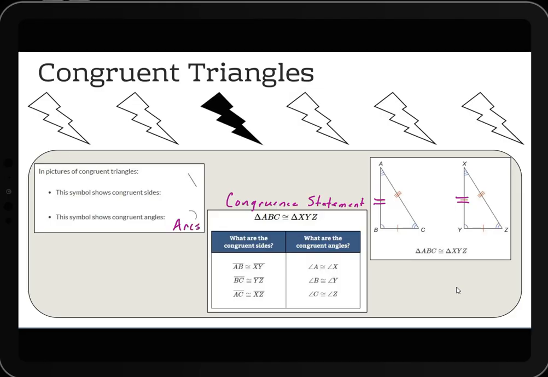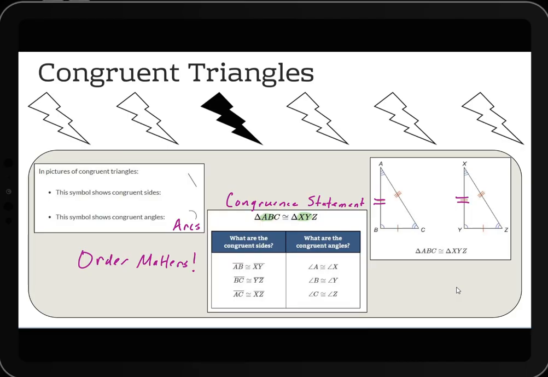But the congruent statement also can tell you that too, because the order matters, right? So you want to be very careful here. Order matters when you're looking at a congruence statement. For example, if you look at the segment AB, on the congruent statement those are the first two letters of that statement, and XY for that triangle are its first two letters. So AB matches up with XY.